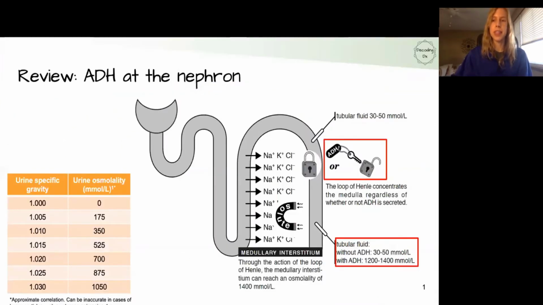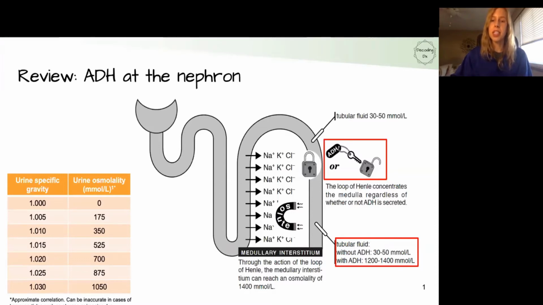Quick review of some slides from the hyponatremia video. ADH at the nephron. You have the countercurrent mechanism of the tubules in the nephron that create this high concentration in the medullary interstitium, such that when the body triggers the release of ADH, it's able to unlock the collecting tubule and allow water to reabsorb into the kidney interstitium to then reabsorb into the body.